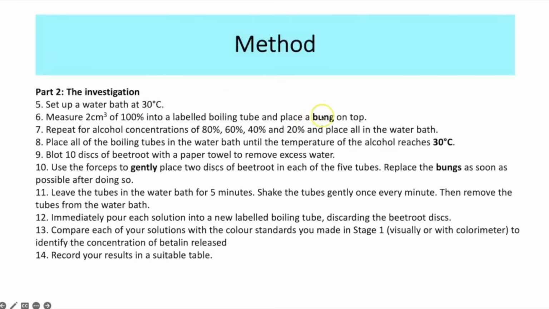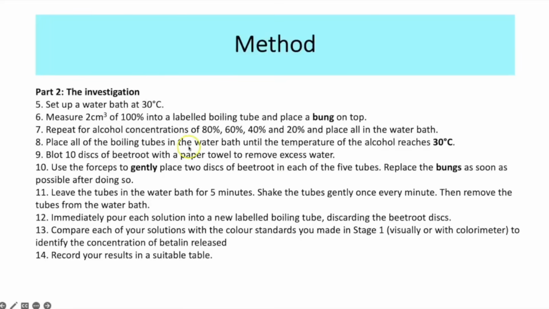We're told we have to put a bung on top of all of the test tubes once you put the alcohol in, and that is to prevent evaporation, which if that did occur, could alter the concentrations that you actually have in your test tubes. We are going to be putting 2 discs of beetroot into all 5, and that is because we want to make sure that we have the same surface area and amount, and therefore the same potential maximum amount of betalain that could move out.